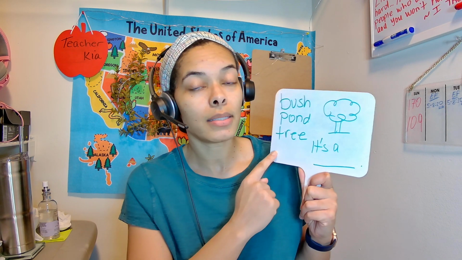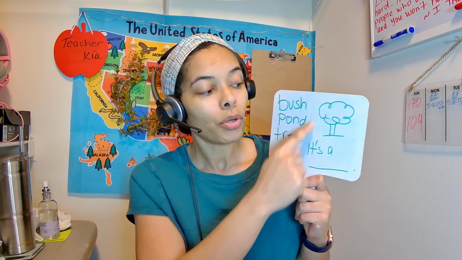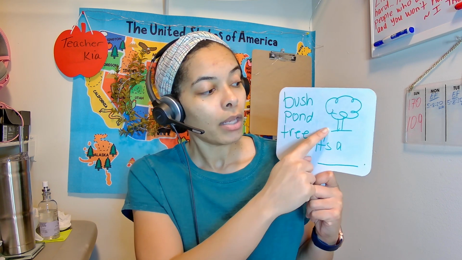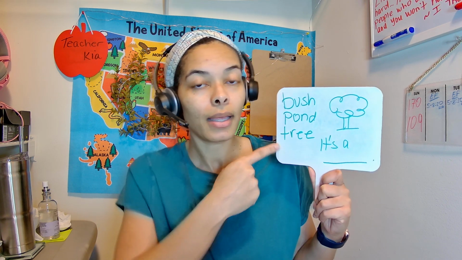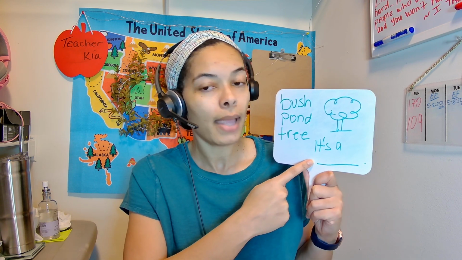So again, this is a slide. What you can do is you can use the pen tool, and you can circle tree and say tree. Have the student repeat tree. And then you point to the word tree. Have the student say tree. Okay. And then you model the sentence structure. Okay. Say, it's a tree. Have the student repeat, it's a tree.